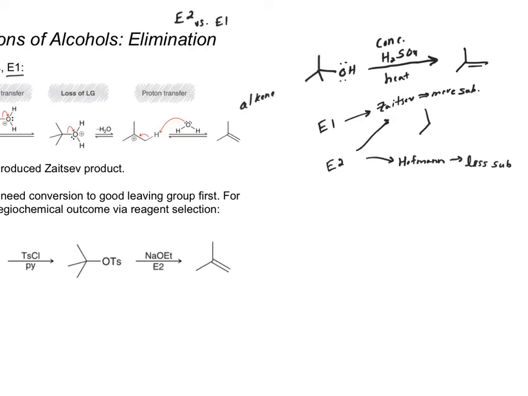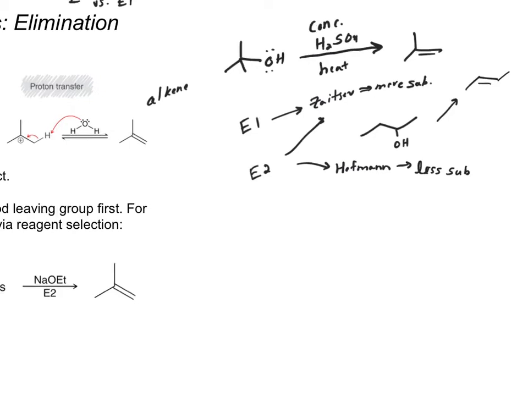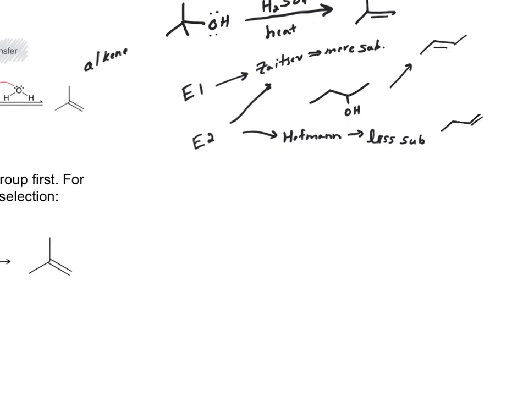So for example, let's say that we had this guy as our alcohol, right? If we took this and made the Zaitsev product, it would be this guy, whereas if we made the Hofmann product, it would be this guy. And so for E1, it is impossible to control between this or this. You will only ever get the Zaitsev product, right? And so if we need to control which product we actually obtain, we have to utilize the E2 mechanism, right? So the E2 mechanism will give us the ability with which we can control.